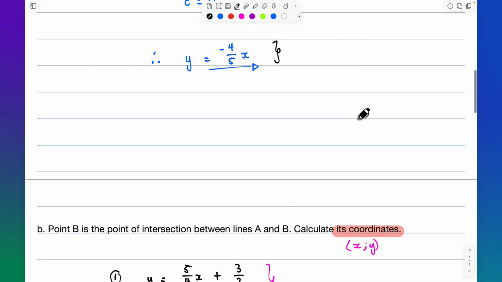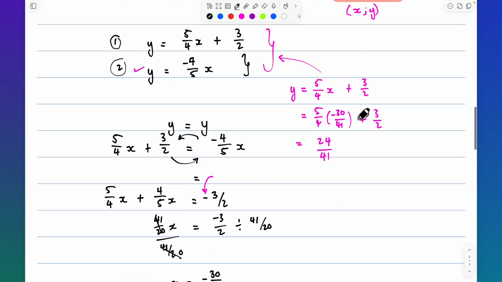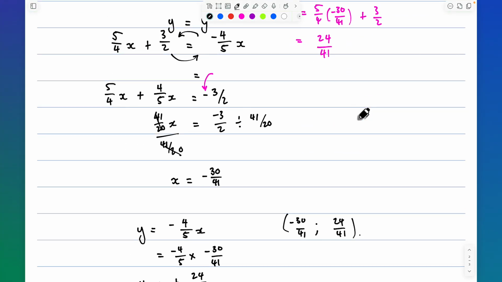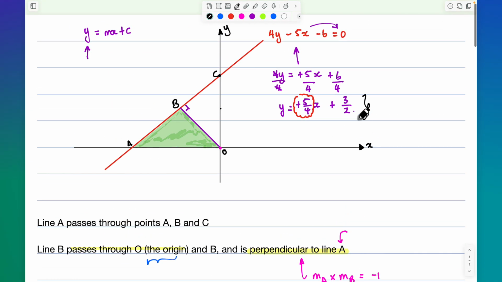Now, the last part of the question says calculate the shaded region. Now, this one is the tricky part of the question, right? And to make it even worse, we've got bad numbers to work with, like fractions like 30 over 21. But what should we do in this case, right? So let's look at the shaded region. The shaded region is this green shape over here, right?